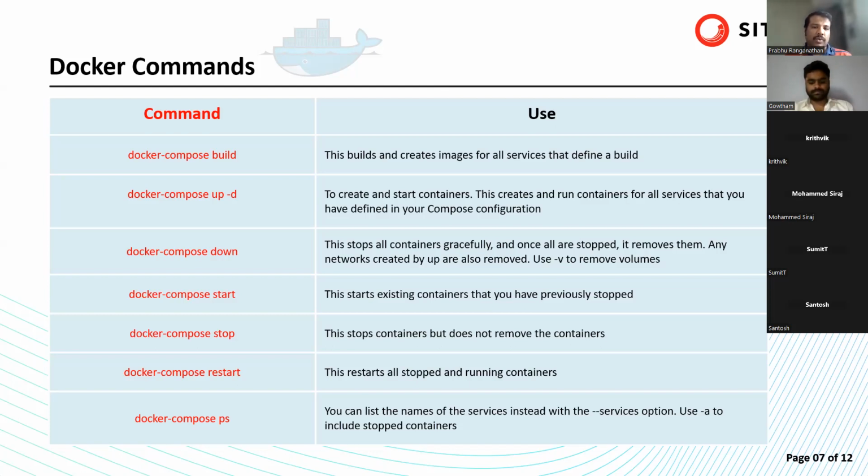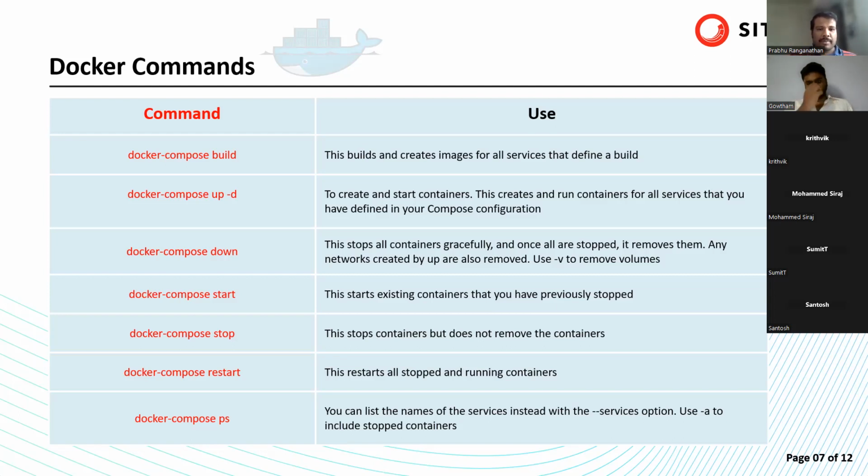And docker compose down actually stops all containers gracefully. Once all are stopped, it removes them. So you have to be very cautious while running this command, because when you run this, it stops all the containers and removes all those containers. And docker compose start, in case you stopped the containers, will help to start the containers once again. And docker compose stop will help to stop the containers, but it does not remove them.